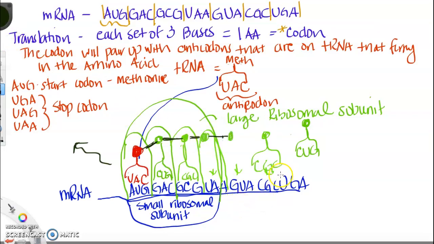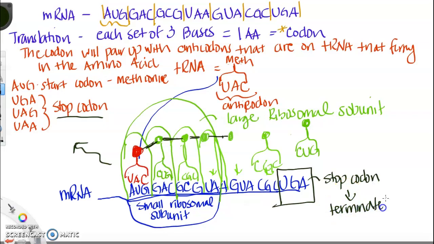Once we get to here, this is UGA, and what was UGA? It was a stop codon. So the stop codon terminates. And what's left is the protein.